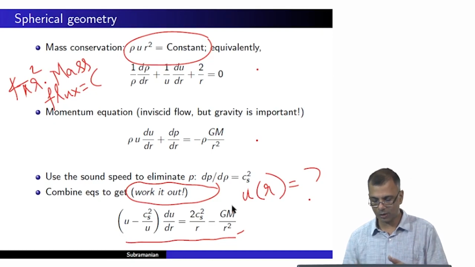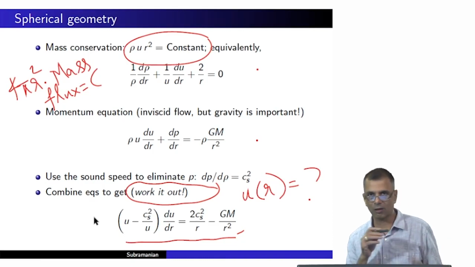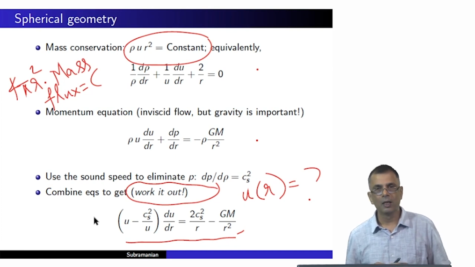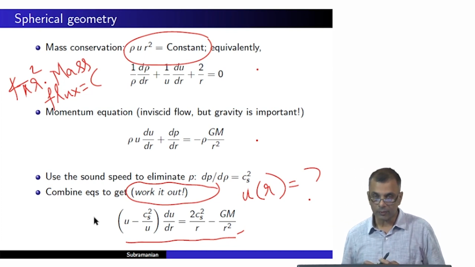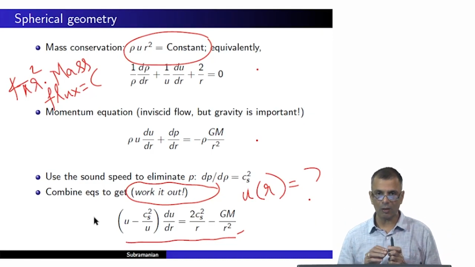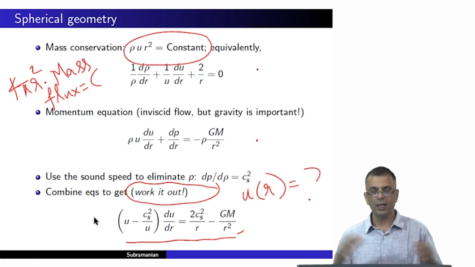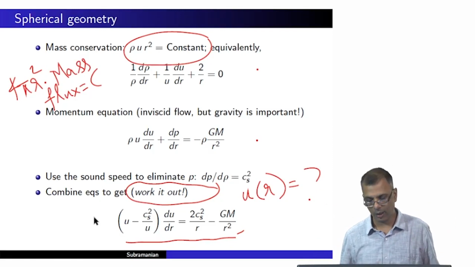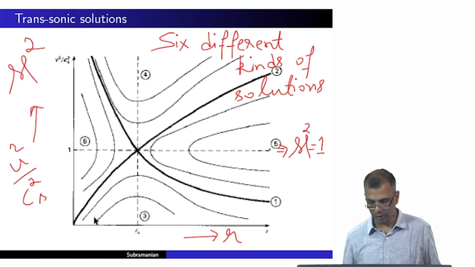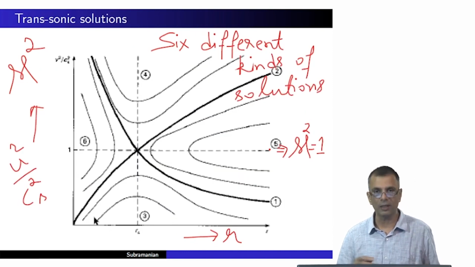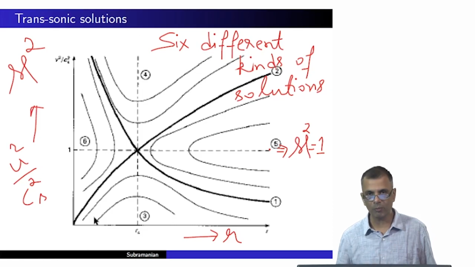And so this will tell us the character that we can expect from different kinds of transonic solutions, due to either accretion or winds in spherical geometry. And we will discuss the nature of each of these solutions in detail. So that's it for the time being, and thank you.